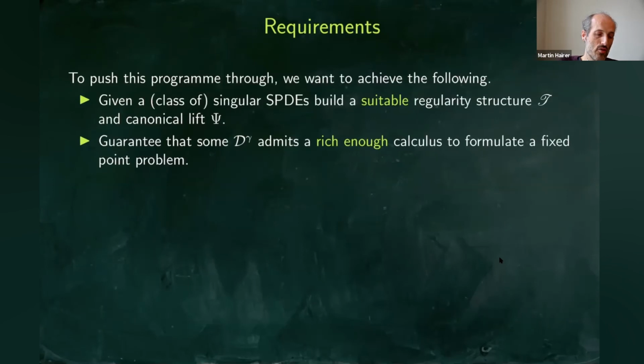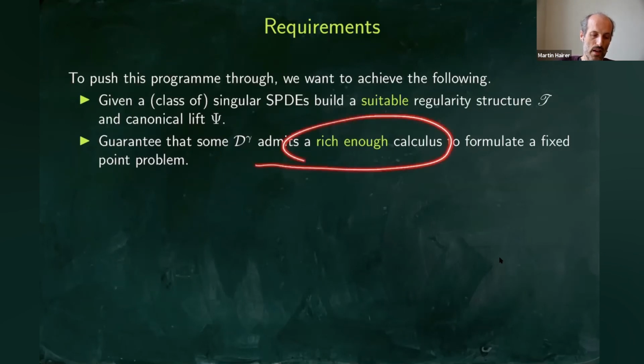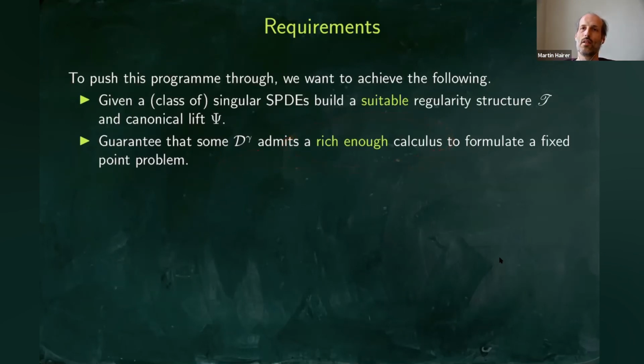Then you need to do that in such a way that you guarantee the space D gamma has the operations you need to actually formulate your equation. So if your equation involves the square of the derivative of the solution, you need to be able to take derivatives and squares. So there needs to be a kind of calculus on these D gamma spaces, which is sufficiently rich to allow you to formulate your equation.